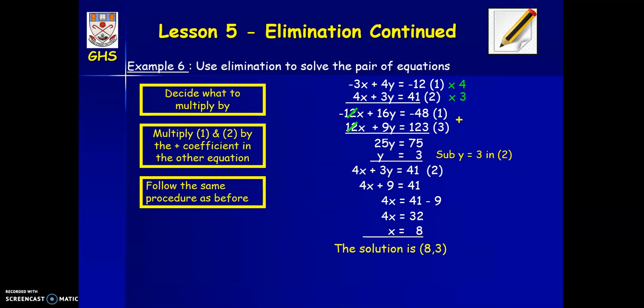Double check our solution in equation 1 and equation 2. So for equation 1, we should get the answer negative 12, and for equation 2, we should get the answer 41. If we get these answers, then we know our solution is correct.